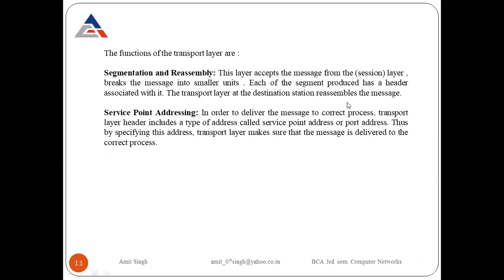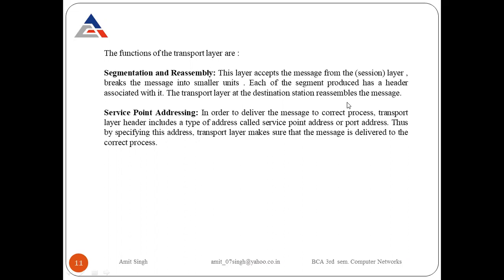Second is service point addressing. In order to deliver the message to the correct process, the transport layer header includes a type of address called the service point address or the port address. You can simply call it the port address. Thus, by specifying this address, the transport layer makes sure that the message is delivered to the correct process.